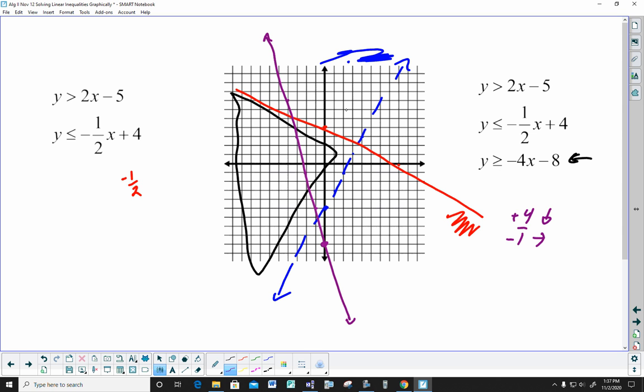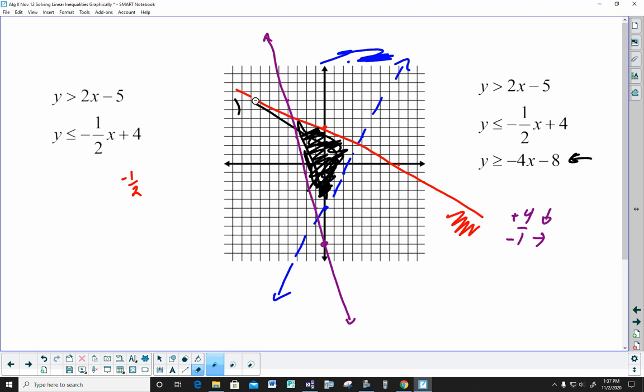Y is greater than, so I'm shaded right. So the only thing I keep is this section in here. This is your final answer, this triangle shape that's in here. There's no other shading but this triangle shape. Okay, so I would go back and I'd remove any shading that was out here from having those two.